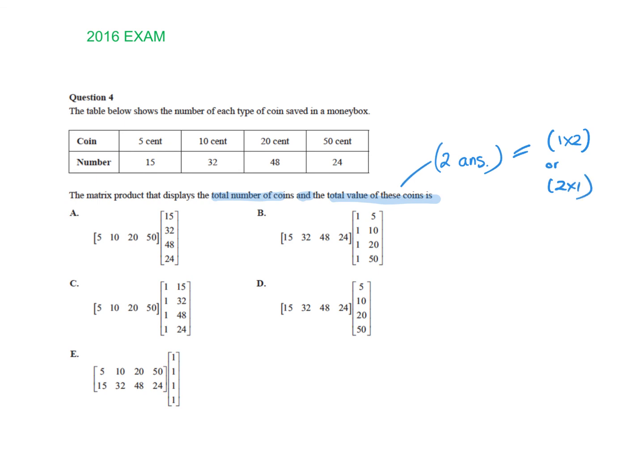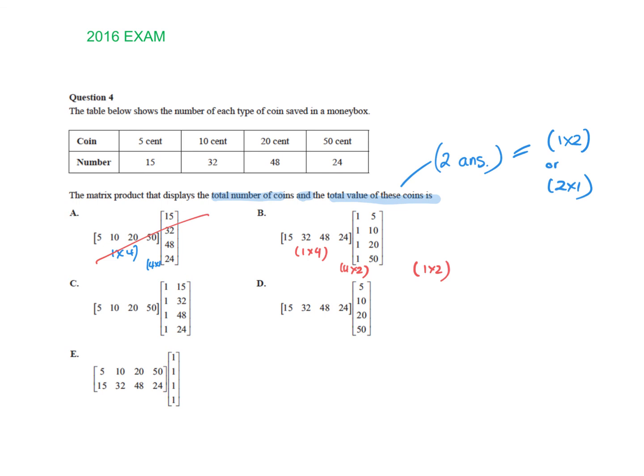So let's have a look through these. This is a 1 by 4 and a 4 by 1. This is going to give me a 1 by 1, so I'm getting rid of that combination. If I look at B, B is a 1 by 4 and then a 4 by 2. So this is going to give me an answer of a 1 by 2.